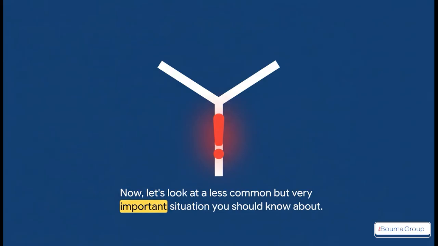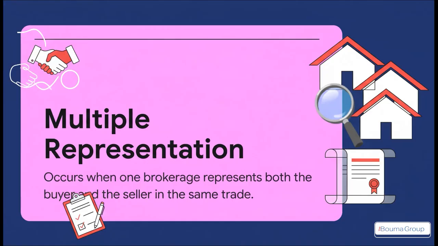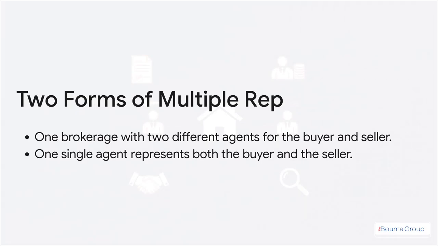Okay, but what happens in a less common situation? It's important to know this. So what if one brokerage ends up representing both you and the seller? This is called multiple representation, and it requires written consent from everyone involved. This can happen with one agent for both or 2 agents from the same brokerage.